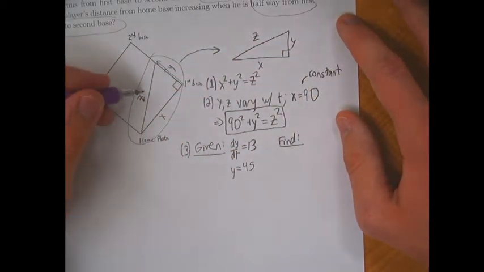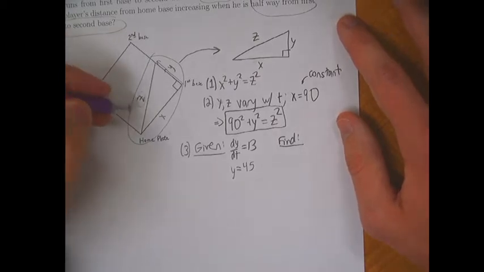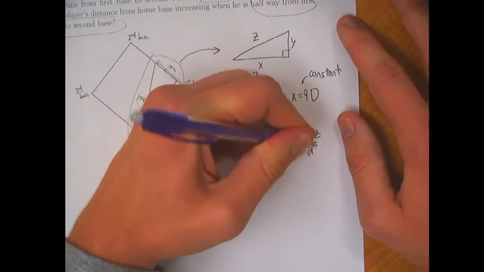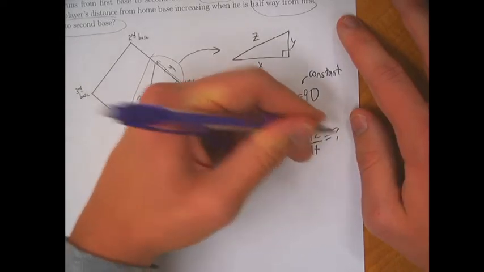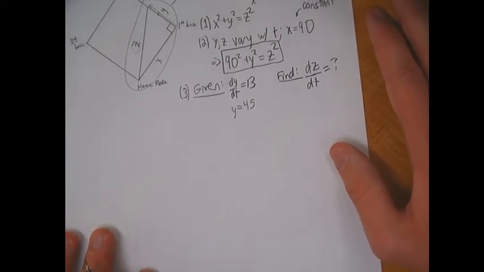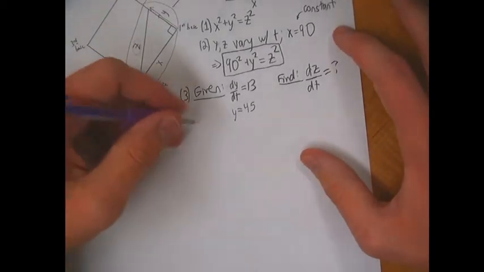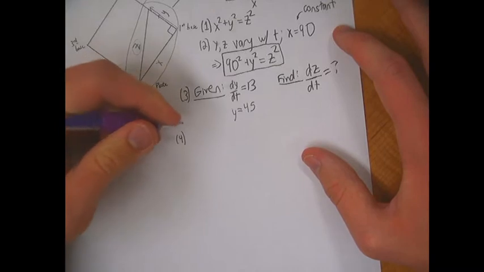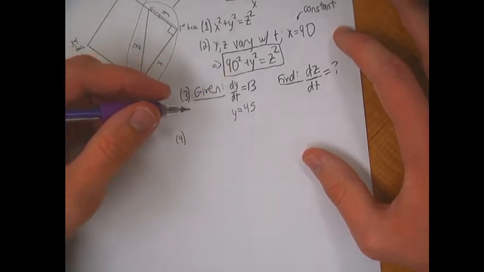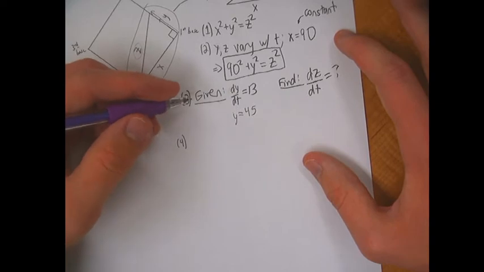So it's already established that z corresponds to the distance between the player and home base, so in this case this rate here would be dz dt. Okay? So that's part 3. So let's go ahead and differentiate this equation with respect to t, now that we have everything we need from the problem.